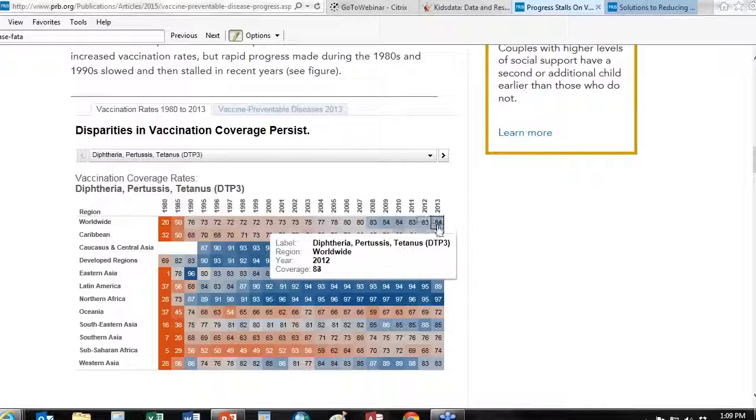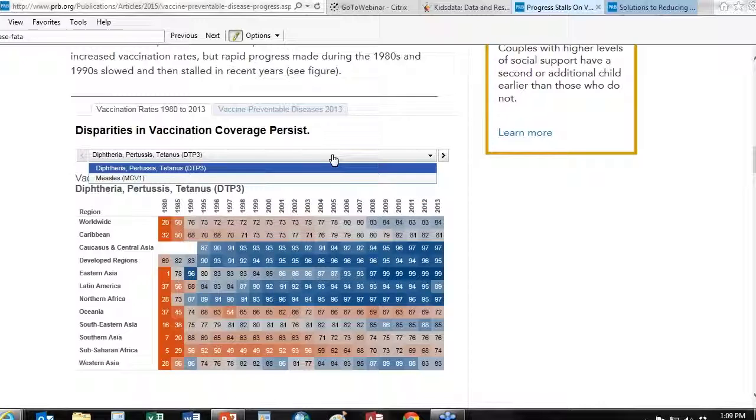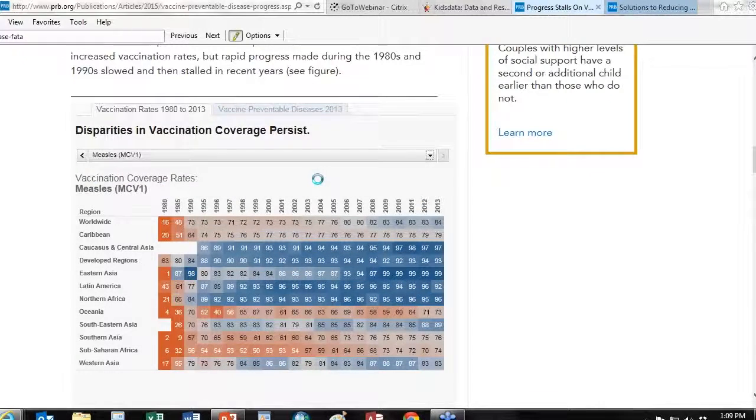But as you can see, in the last 5 years, there's basically been no improvement at all, with DTP3 coverage hovering at about 84%. We see similar trends if we look at 1-dose measles vaccination coverage. Again, basically no improvement in coverage rates worldwide over the last 5 years. On the screen, you can also see variation by world region. The regions shown are the United Nations Millennium Development Goal regions, and there's a wide variation in vaccine coverage across and between world regions.